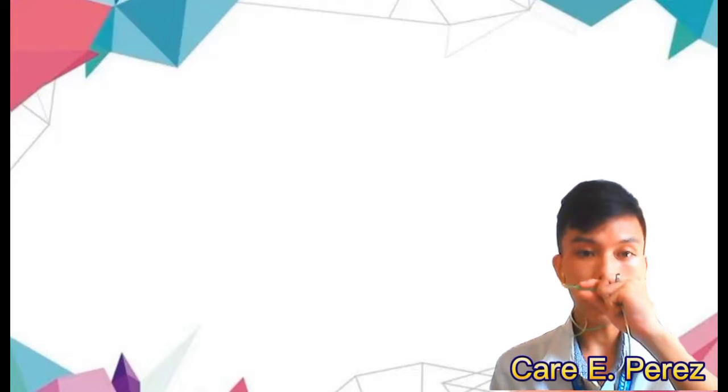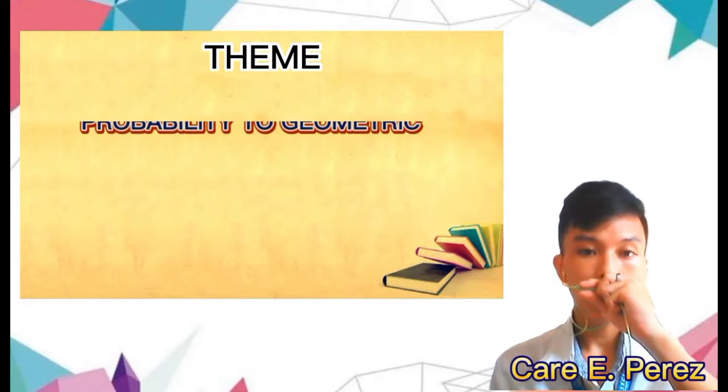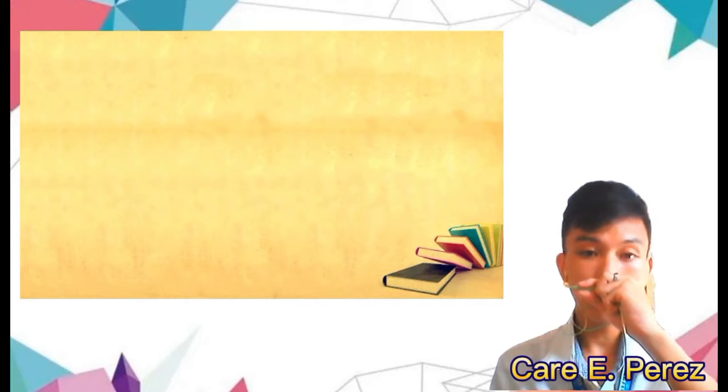This topic is titled Probability Distribution, Correlation Analysis, and Geometric Thinking, with a theme of problem-solving skills and probability to geometry. And these are the group objectives.